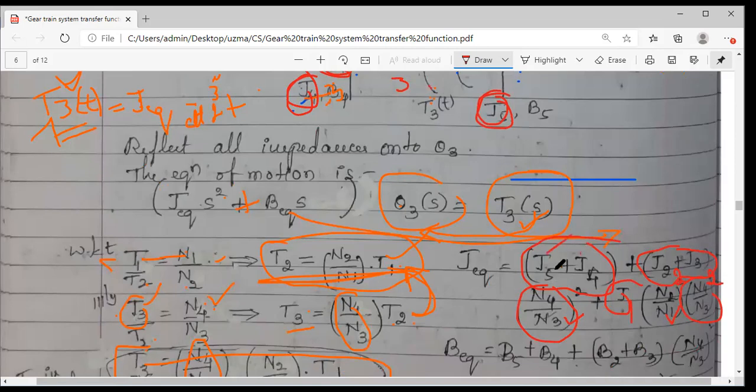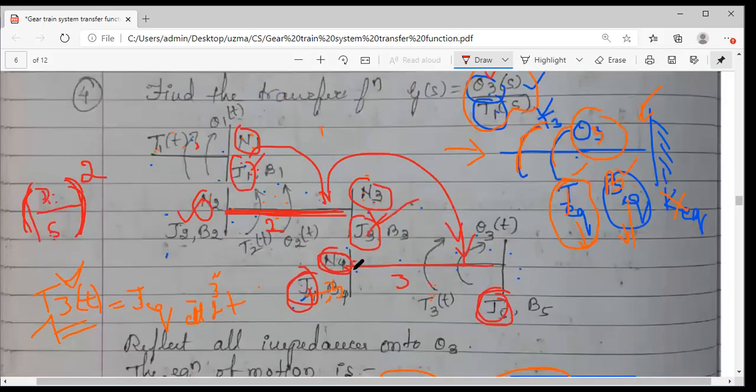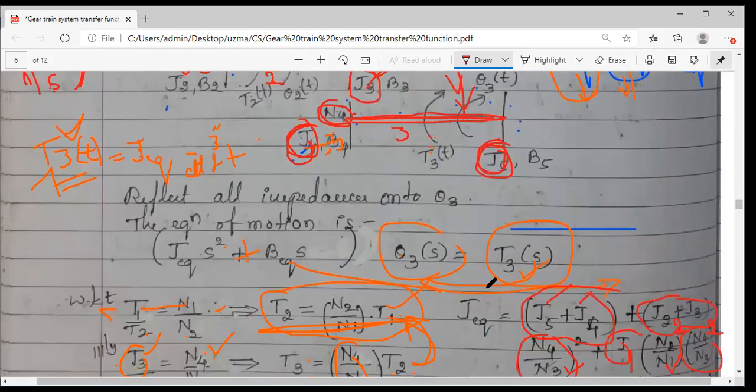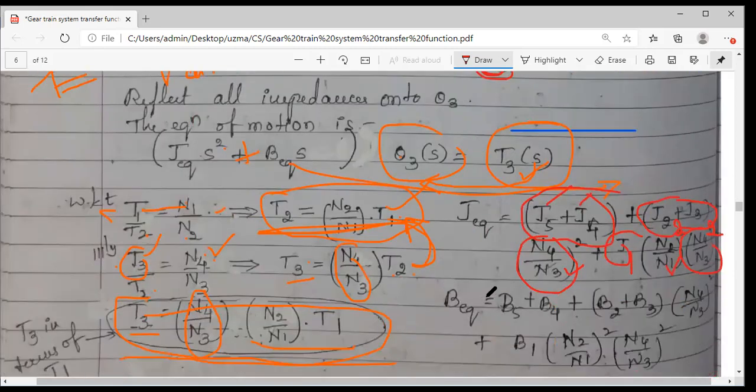So J1 is multiplied by this, and J2 and J3, the second shaft parameters, are multiplied by this. J5 and J4 will not change because that is your destination shaft. So those values will remain the same. And similarly, the same is the case with B also. So B5 and B4 will not change, just like J5 and J4. Then B2 and B3 are multiplied by N4 by N3 square.